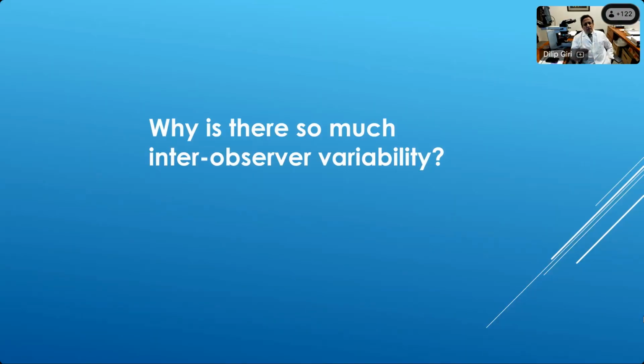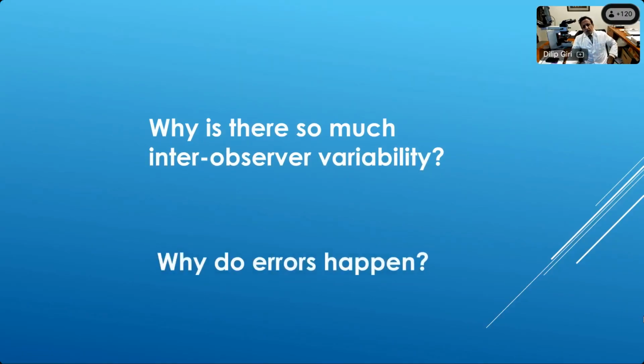So that brings us to this question, after all, why is there so much inter-observer variability? I mean, why aren't we able to get around this problem? So in the next few slides, I'll try to delve into this. And of course, why do errors happen? We just saw, right? A pathologist sent me a case where he had diagnosed something as DCIS and with which I did not agree.